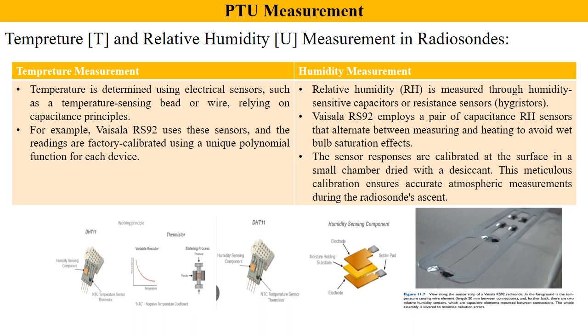Here in the Vaisala RS92, it employs a pair of capacitance RH sensors that alternate between measuring and heating to avoid wet bulb saturation errors. The time between both is around 500 seconds or so. The sensor responses are calibrated at the surface in a small chamber, which is dried with a desiccant. This meticulous calibration ensures accurate atmospheric measurements during the radiosonde's ascent.